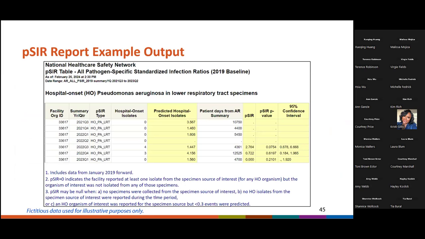Based on our modifications, the output displays the pSIRs for 2021 Q3 through 2023 Q2. All 12 pSIR tables were included in the output, so I scroll down to find the hospital onset Pseudomonas aeruginosa and lower respiratory tract specimens table. These 3 footnotes will be the same for all 12 tables. The Enterobacterales and Enterococcus tables will have an additional footnote listing the pathogens included in that pathogen group.